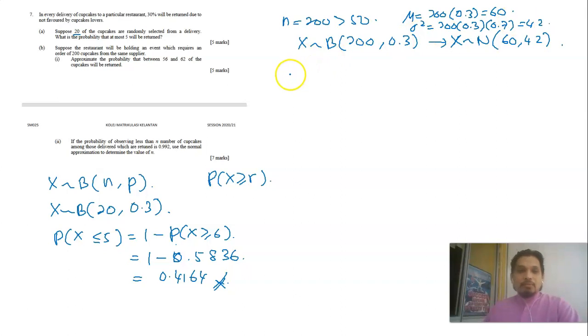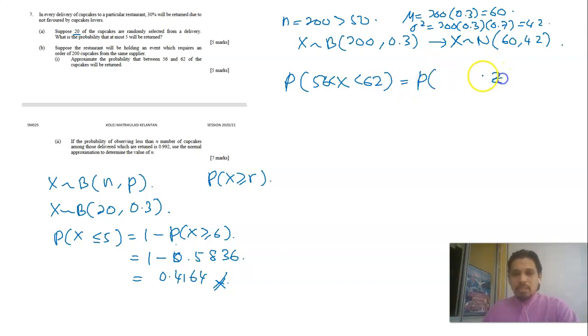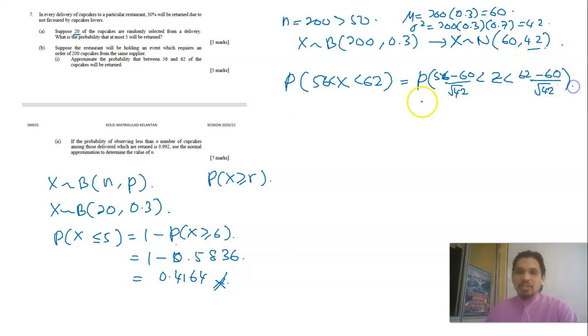Okay, so probability of success, that is the probability that between 56 and 62 of the cupcakes will be returned. For 56 and 62, we compute 56 minus 60 divided by square root of 42, and also 62 minus 60 divided by square root of 42. This is the variance, so we will divide by the standard deviation here.